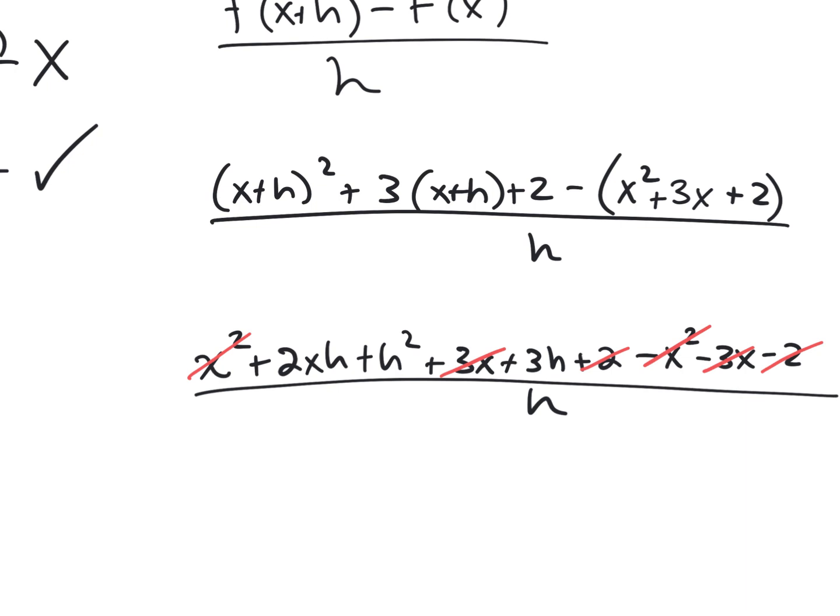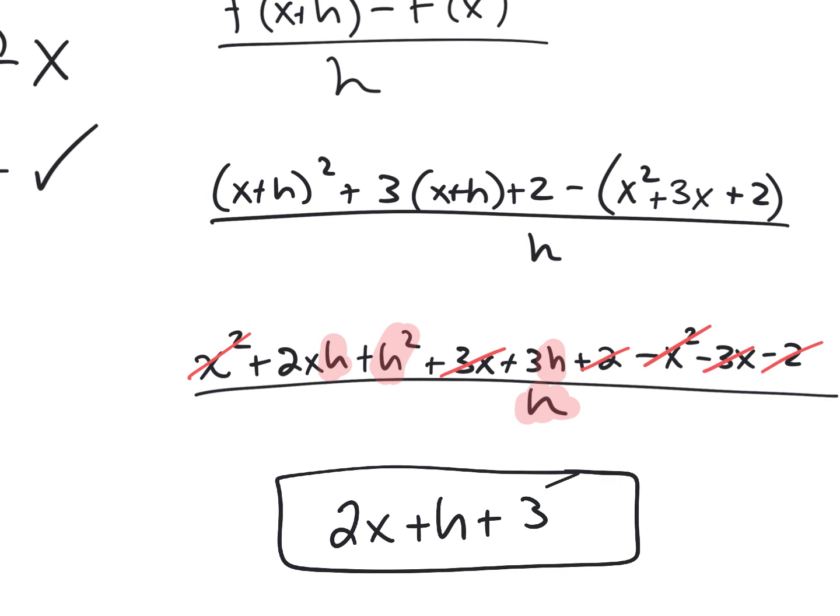And then once I finish this up, what you'll notice is all the terms that are remaining have an h in them. So I'm going to divide that h out just as a simplification here, and we'll get 2x plus h plus 3 as our difference quotient. So again, what is this difference quotient? It allows us to find the slope between 2 points if all I know is x, the first point, and h, the distance to our second point.